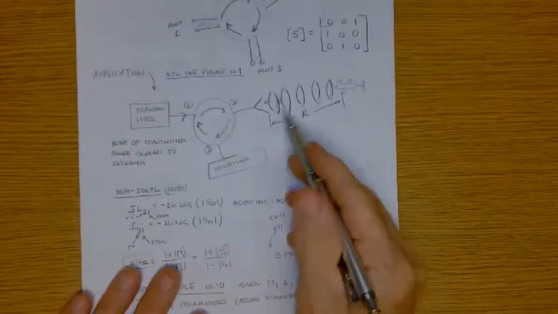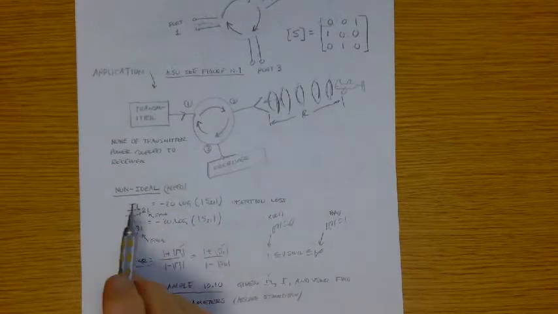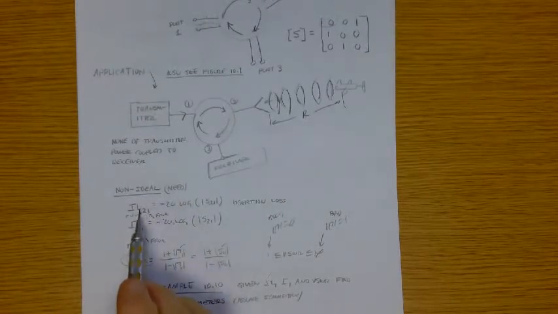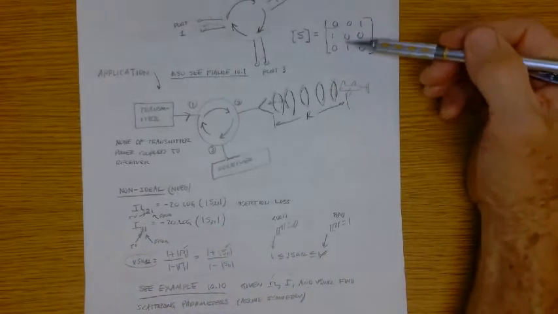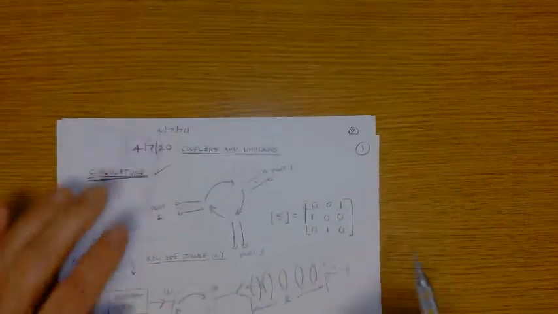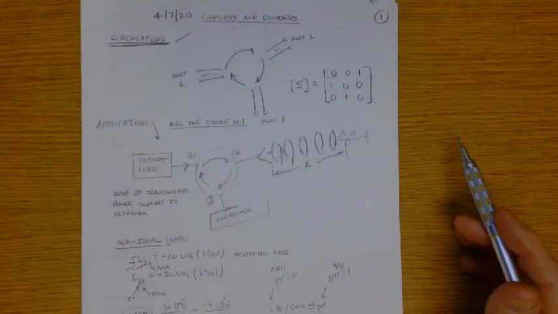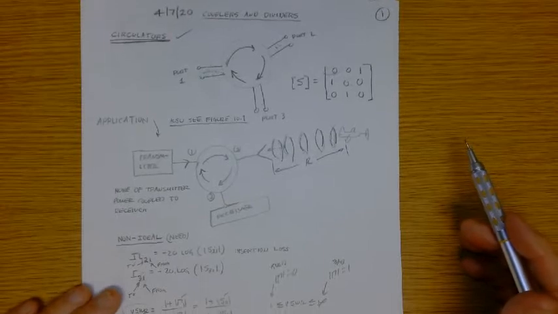Okay, so circulators, simple application. How it's characterized in the non-ideal case: we characterize it via the insertion loss, isolation, and VSWR, which gives us S21, S31, and S11 respectively. And then we get the other scattering parameters because of symmetry.